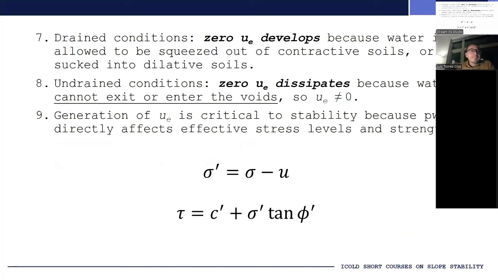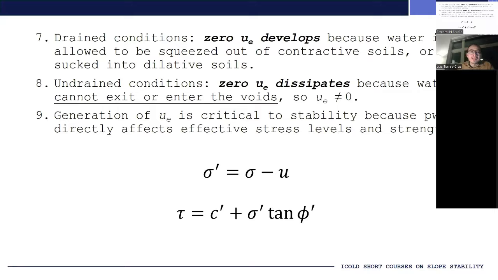In point 7, we are defining what is a drained condition. A drained condition is one in which zero excess pore water pressure develops. No excess pore water pressure whatsoever develops. Why not? Because water is free to move into or out of the voids of the soil. In other words, water is allowed to be squeezed out of contractive soils, or it can be sucked into the voids of dilative soils.